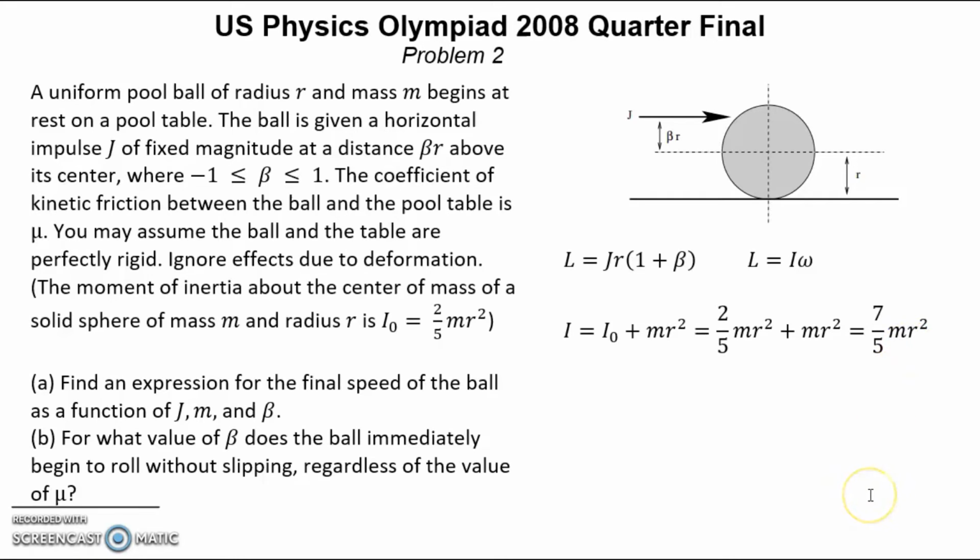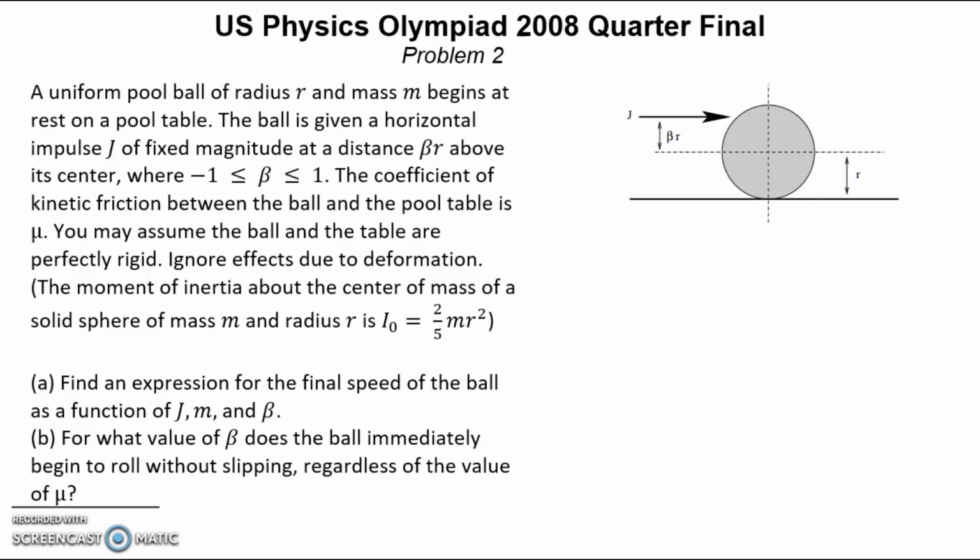And now we can equate our results, and we have this equation, where omega now equals v/r, because there is no sliding. And finally we got the answer: v equals 5/7 multiplied by (1 plus beta) multiplied by j/m. So that's the final velocity.